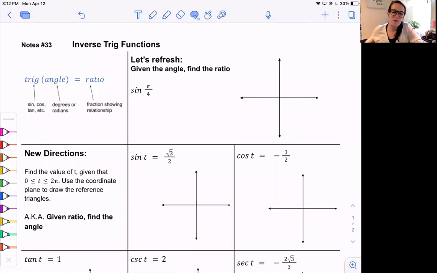Hi, everybody. Welcome back. Today we're going to work on inverse trig functions. Previous to this, we've been working on regular trig functions, and now we're going to do the inverse. So let's talk first about what we've done in the past.